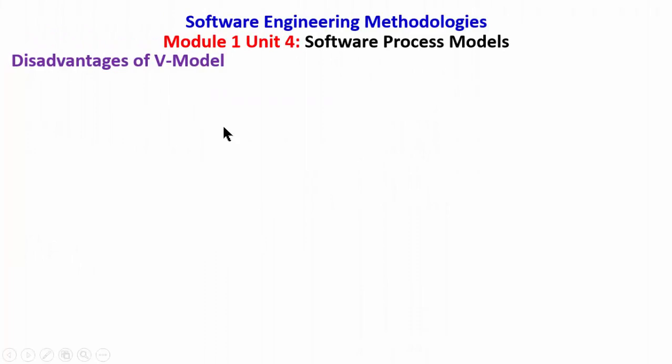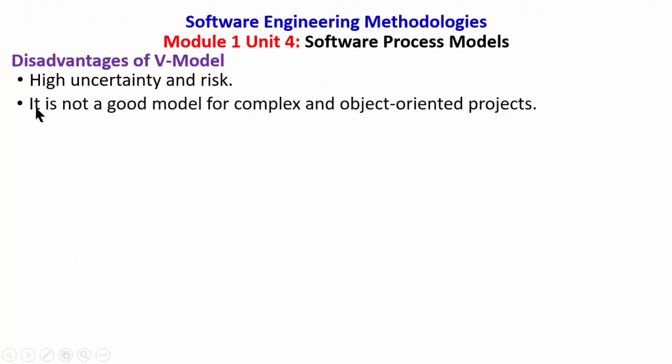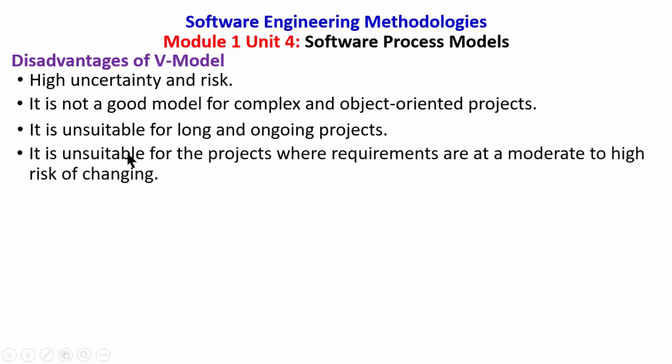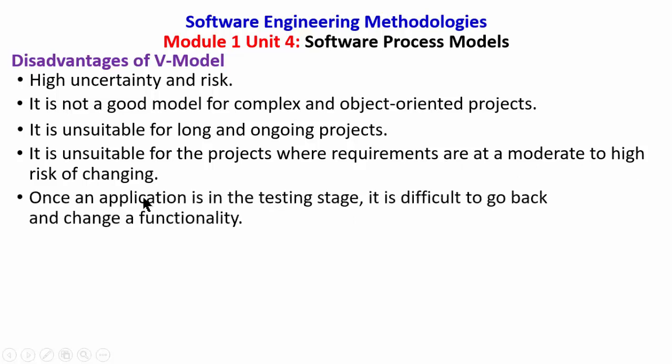Disadvantages of V model. High uncertainty and risk. It is not a good model for complex and object-oriented projects. It is unsuitable for long and ongoing projects. It is unsuitable for projects where requirements are at a moderate to high risk of changing. Once an application is in the testing stage, it is difficult to go back and change a functionality.